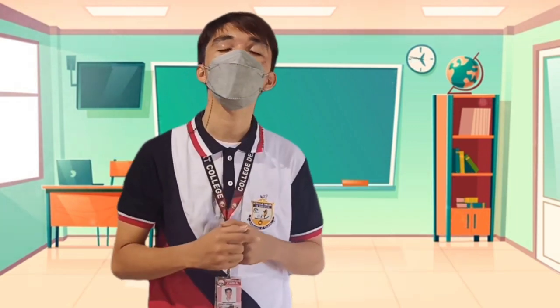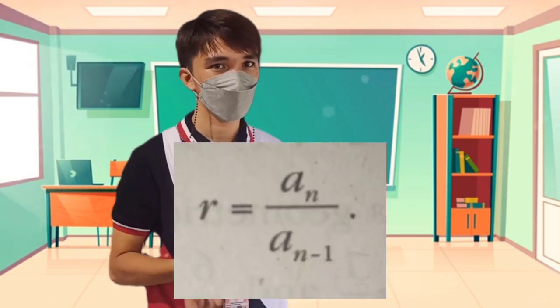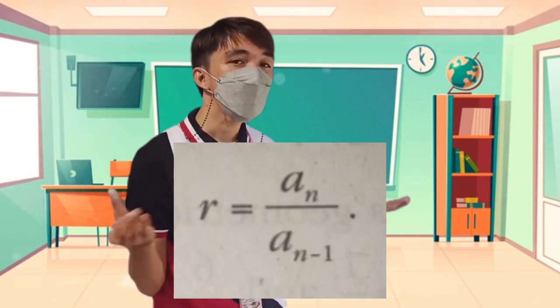The common ratio r of a geometric sequence can be obtained by dividing any term a sub n, where n is greater than 1, by its preceding term. That is, r equals a sub n over a sub n minus 1.